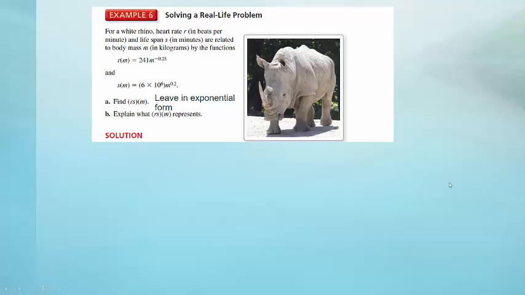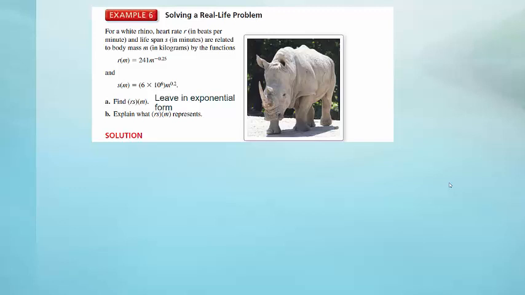Alright, so we have a white rhino whose heart rate R is the number of beats per minute, and his lifespan is S, which stands for minutes. And those are based on his body mass, which is in terms of kilograms. So they give you two formulas. The first one is for his heart rate. So you take his mass, you raise it to the negative 0.25 power, and then multiply it by 241.